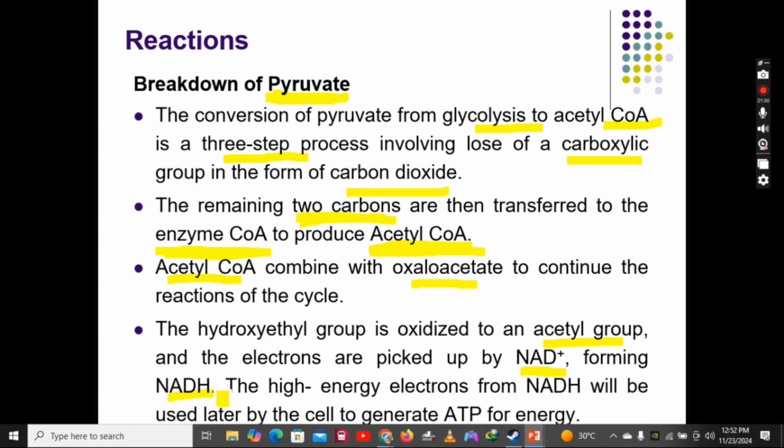And the NADH is what consists of the high energy electrons, which will be able to be donated in a later stage, and the cell will be able to generate ATP. Okay, because of these high energy electrons that the NAD has. The moment those electrons are donated, there will be a generation of ATP. That's what is happening here. Are we together?